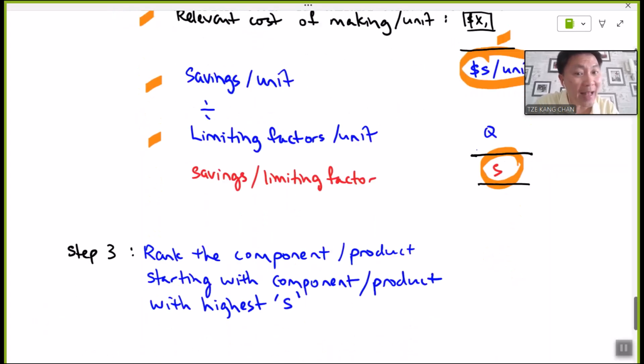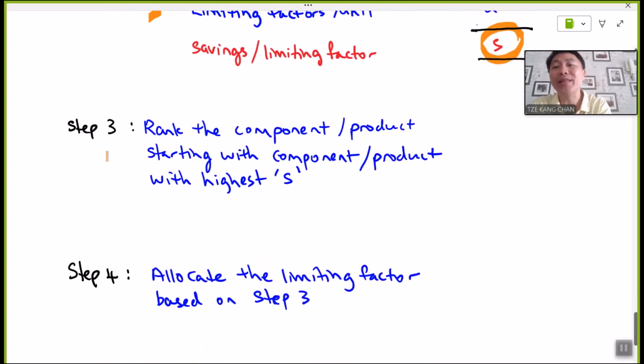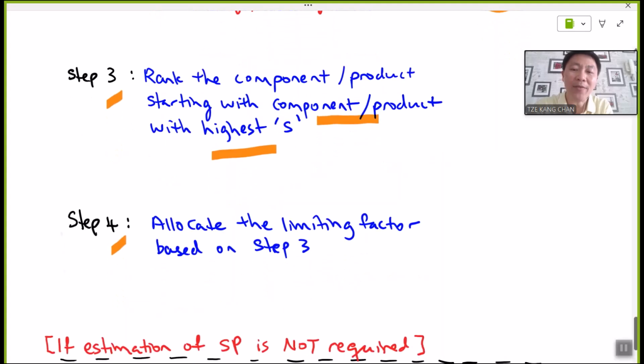What do we do with this value? The answer is we will now start ranking the components or the products based upon the value of S, commencing with the highest S as a start. With this ranking, we will then be able to allocate the limiting factor to those products that are most worth making internally. However, this is the answer if the question is not going a further step asking for shadow prices.